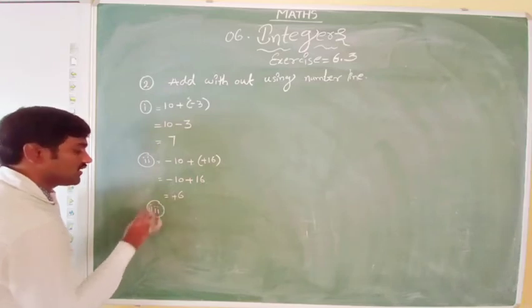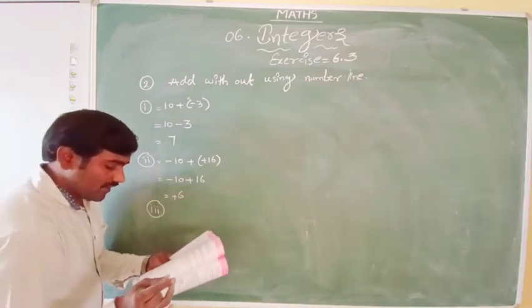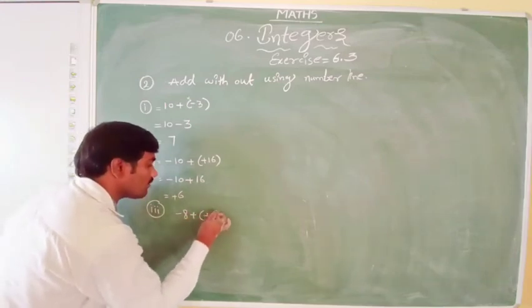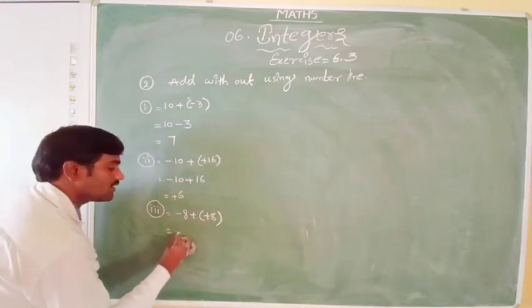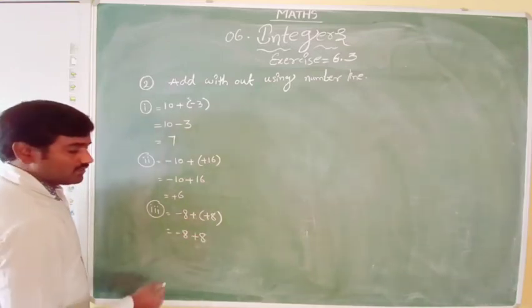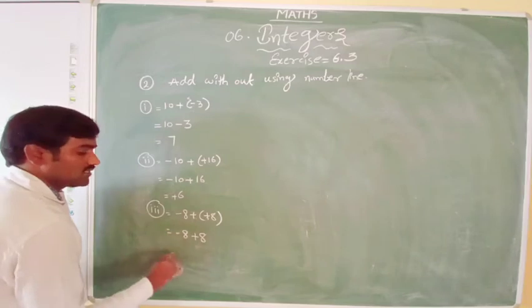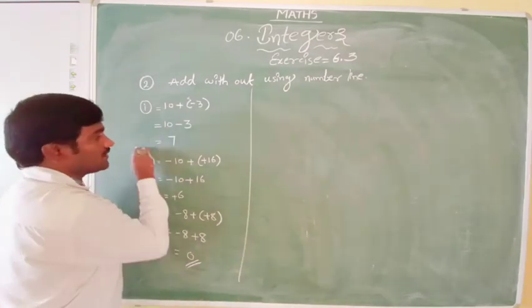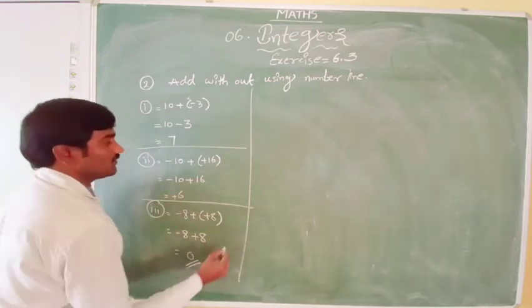6 or plus 6 you can write. Then the third one is minus 8 plus of plus 8. See that here it is minus 8, plus into plus is plus 8. Here 8 minus 8 is 0. From 8 you subtract 8, we get 0.